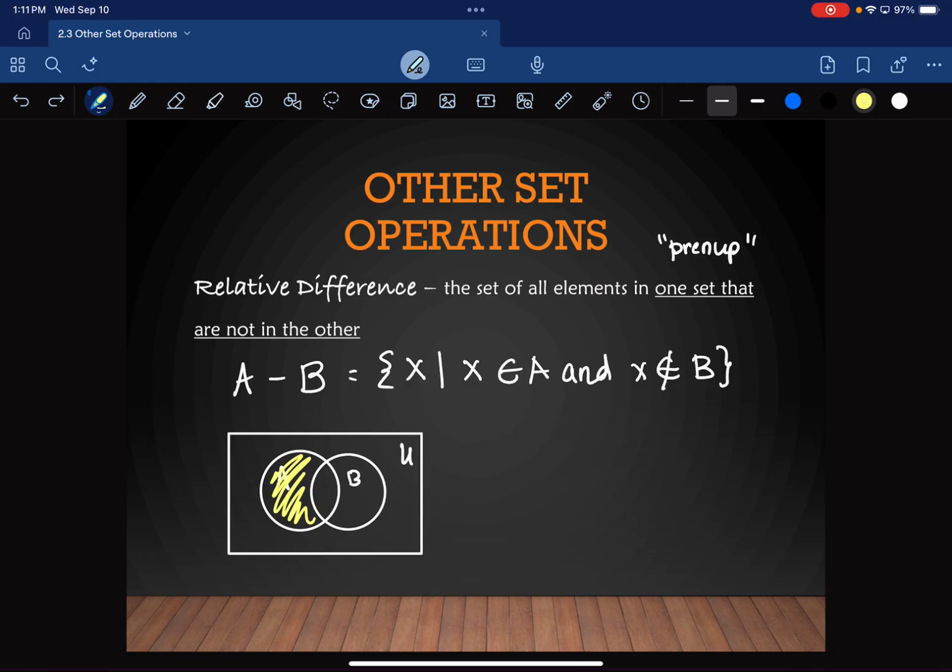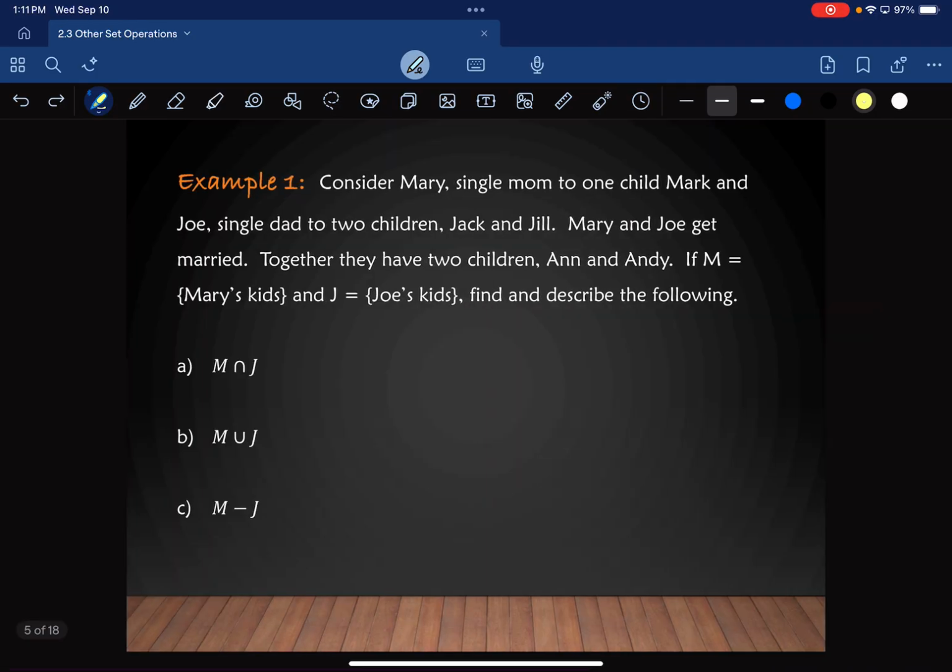Okay, so we're gonna do an example. We're gonna take a look at a blended family situation because it does lend itself well to these ideas. It works really nicely. So we're gonna consider Mary, single mom to one child, Mark, and Joe, single dad to two children, Jack and Jill. Mary and Joe get married. And together they have two children, Ann and Andy.